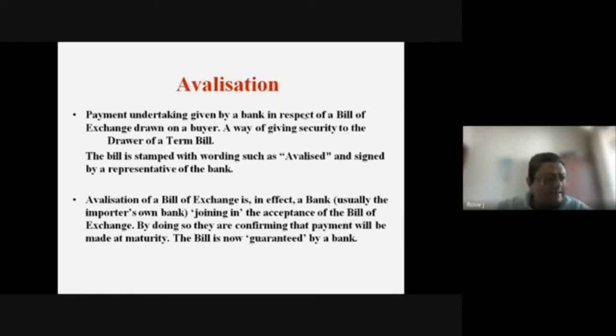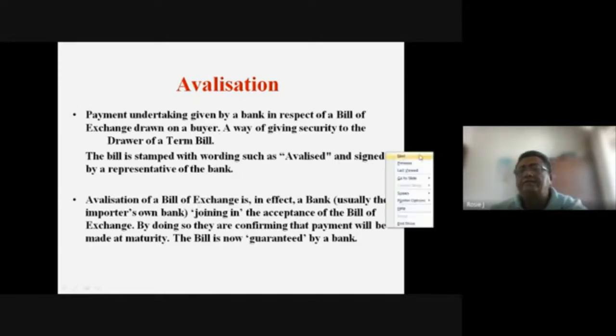But in avalization, it is a payment undertaking given by a bank in respect of a bill of exchange drawn on a buyer, by way of giving security to the drawer of a term bill. The bill is stamped with the wording "avalized" and signed by the bank. A bill of exchange in effect. Right. I'll tell you what it is. Right now, let's go to the slide back again.